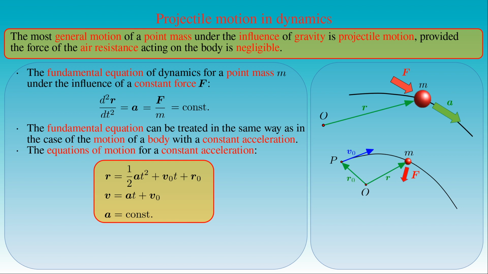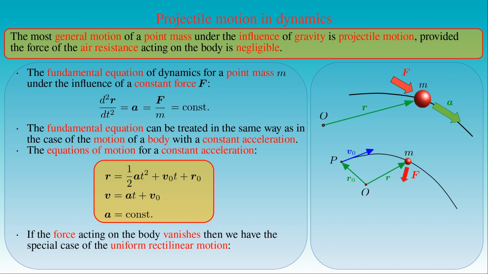These equations also demonstrate that if the force F vanishes, that is the acceleration is zero, then we have the special case of the uniform rectilinear motion, where the equations of motion reduce to the equations stating that the position vector r of the body is equal to its initial velocity v0 times the time t, plus its initial position r0, and the velocity v of the body is simply the initial velocity v0 for the vanishing acceleration a.